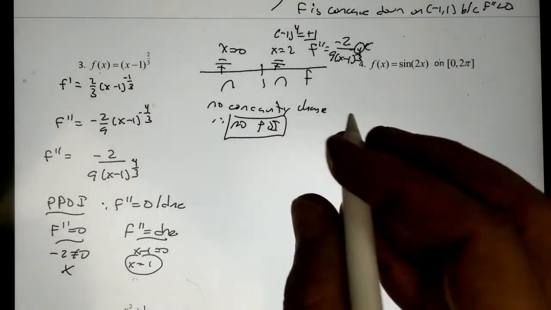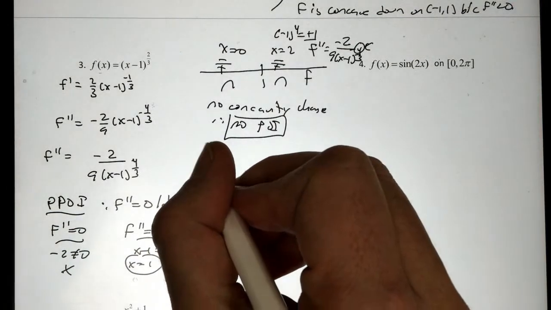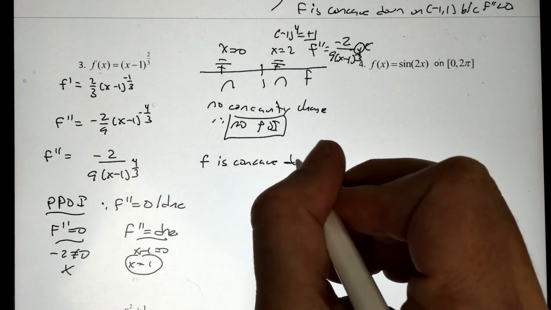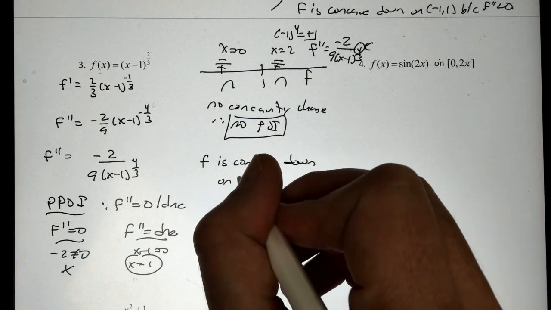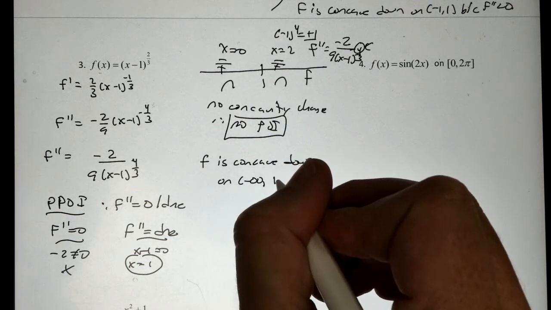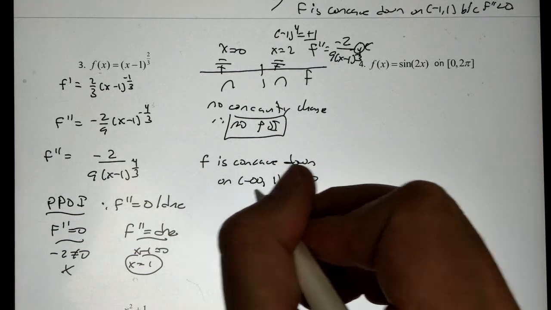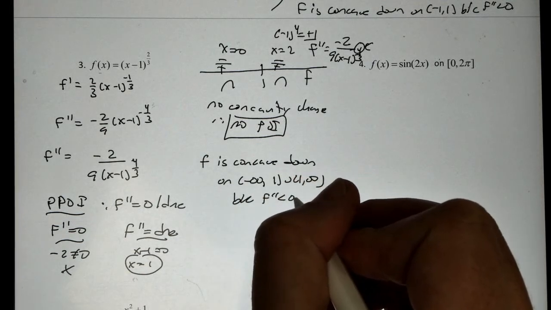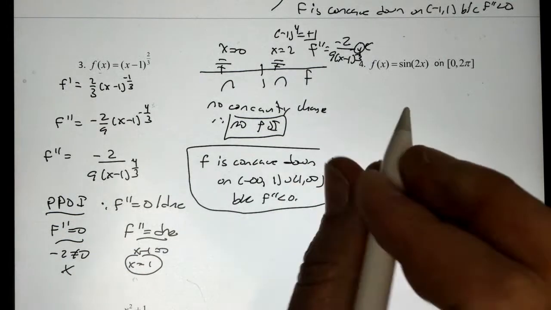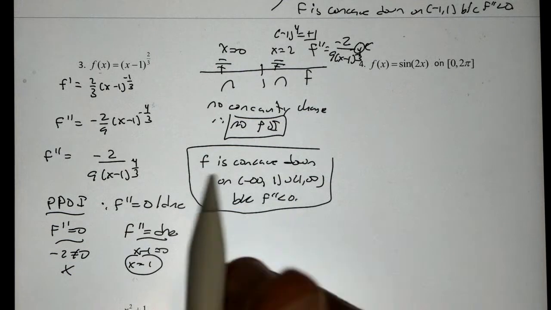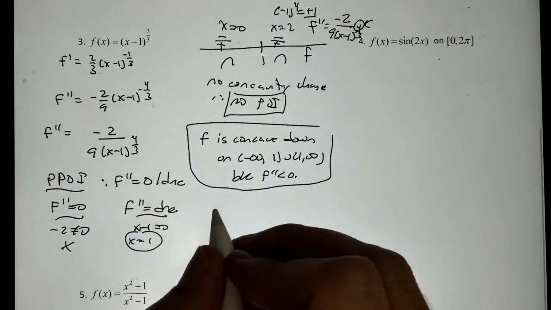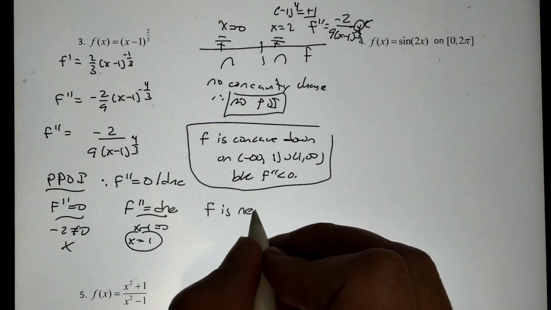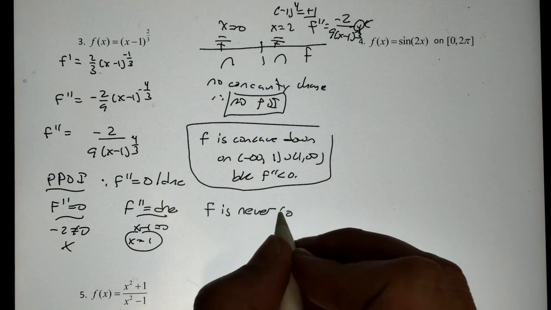So let's go ahead and discuss the concavity, of course. We can say f is concave down on the following domains: negative infinity to 1, or 1 to infinity, and that's because the second derivative is less than 0. Now notice soft brackets, always soft brackets. And f is never concave up, so I should write that down. f is never concave up.